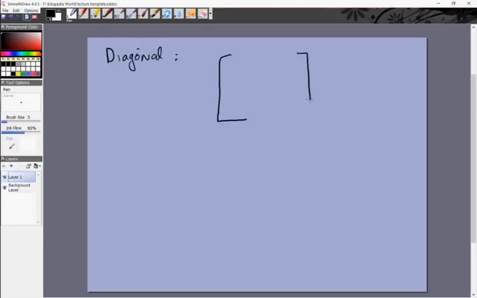So let's take a 3 cross 3 matrix. Now a diagonal is part of a square matrix, right? So all the types of matrices we'll do now are subsets of a square matrix. So it will be 1, 0, 0, 0, 2, 0, 0, 0, 5. These three entries, or any entry of the form a_ii, that is, where the row and the column number are the same, will be on the diagonal.